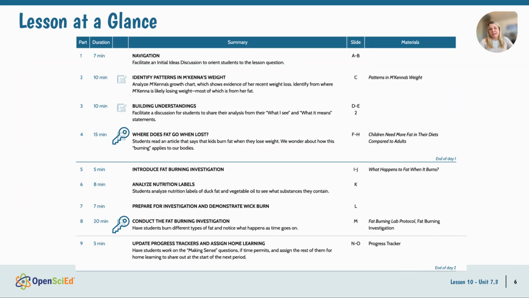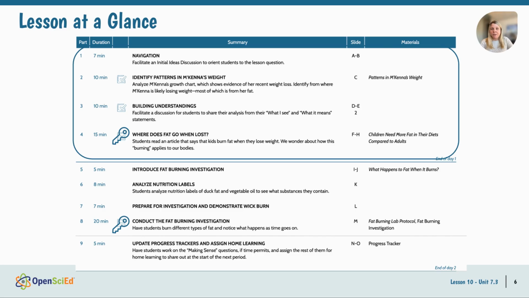Let's take a peek at the lesson at a glance. In this 2-day lesson, it can be broken down into 2 major sense-making chunks for students. The first happens on day 1, where students navigate into the lesson and elevate that one symptom that might be the easiest to explain, which is why McKenna's losing so much weight.